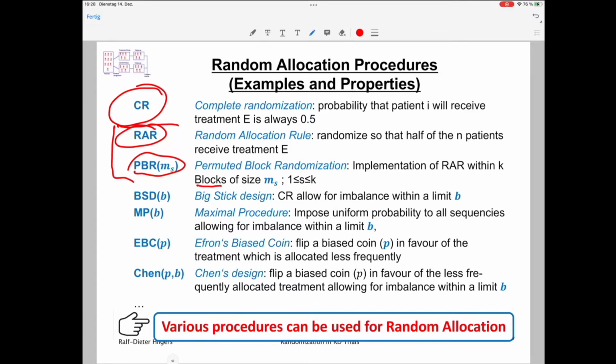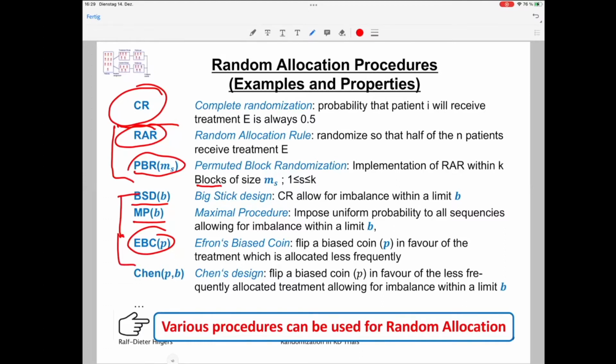One way was based on what I told you about complete randomization with tossing coins. You can have this unfavorable allocation process where all people are going to A, and so you cut these unfavorable allocation sequences, and that makes the big stick design. And if you make the remaining sequences uniformly probable, you get the maximal procedure from Berger. On the other hand, there is an idea of Efron in earlier days who says, okay, we do not have to cut. We just do not use a fair coin if the number of allocations to A and B is getting more extreme in one direction. And so he makes that in probability. That's Efron's biased coin. And a combination of big stick and Efron's biased coin is proposed by Chen.